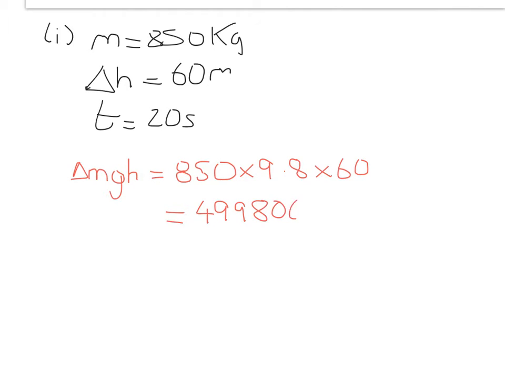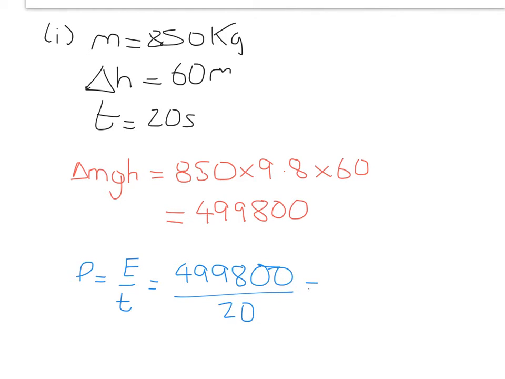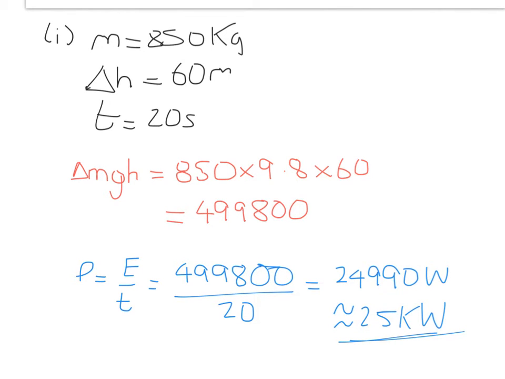499,800. And then to convert energy into power, we need to divide it by time, which would give us the average power. So if we put those numbers in, we've got 499,800, and it was done over a time of 20 seconds, which is going to give you 24990 watts, which is approximately 25 kilowatts. So we've shown what it was looking for in the question. Okay, so let's crack on.